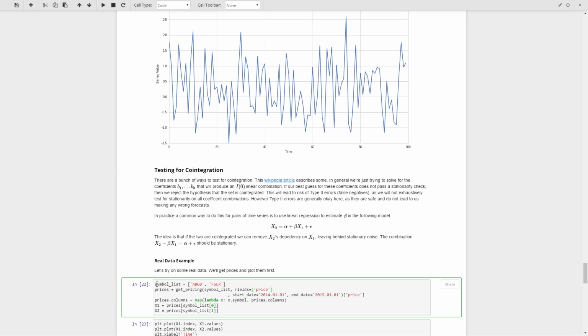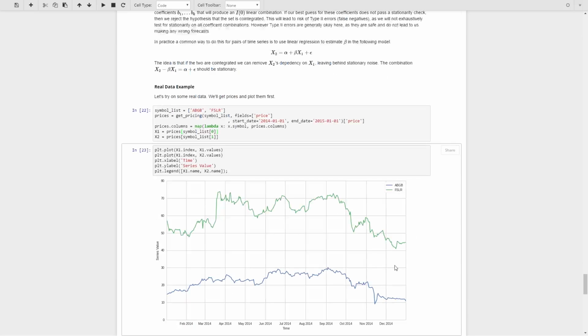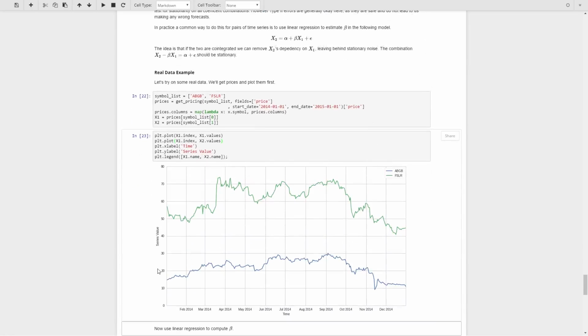So let's pull some financial data, ABGB and FSLR from 2014 to 2015, right here. And then let's plot it here. And we see that it looks like they could be moving together. We're not really sure. FSLR seems like it's moving around a lot more than ABGB is.